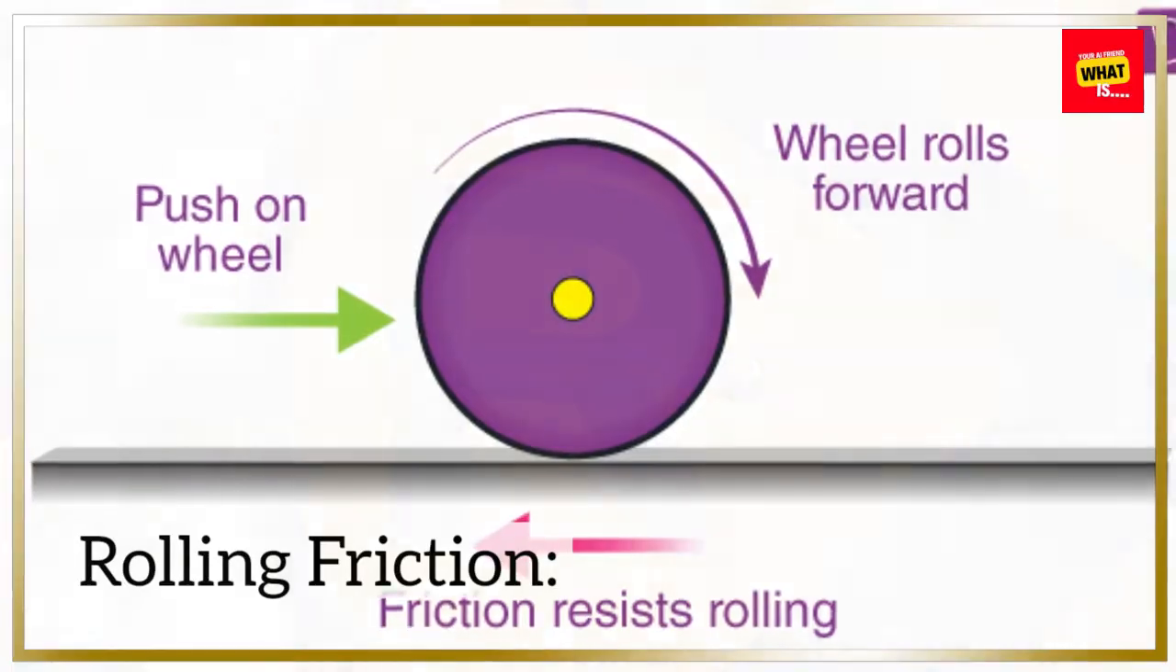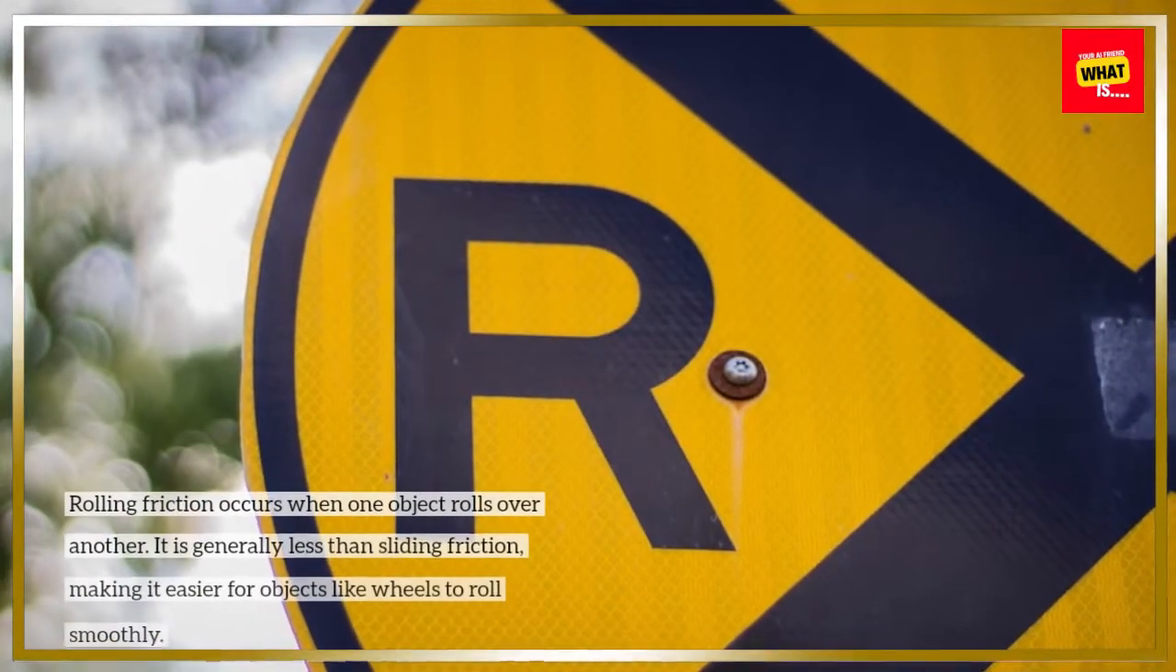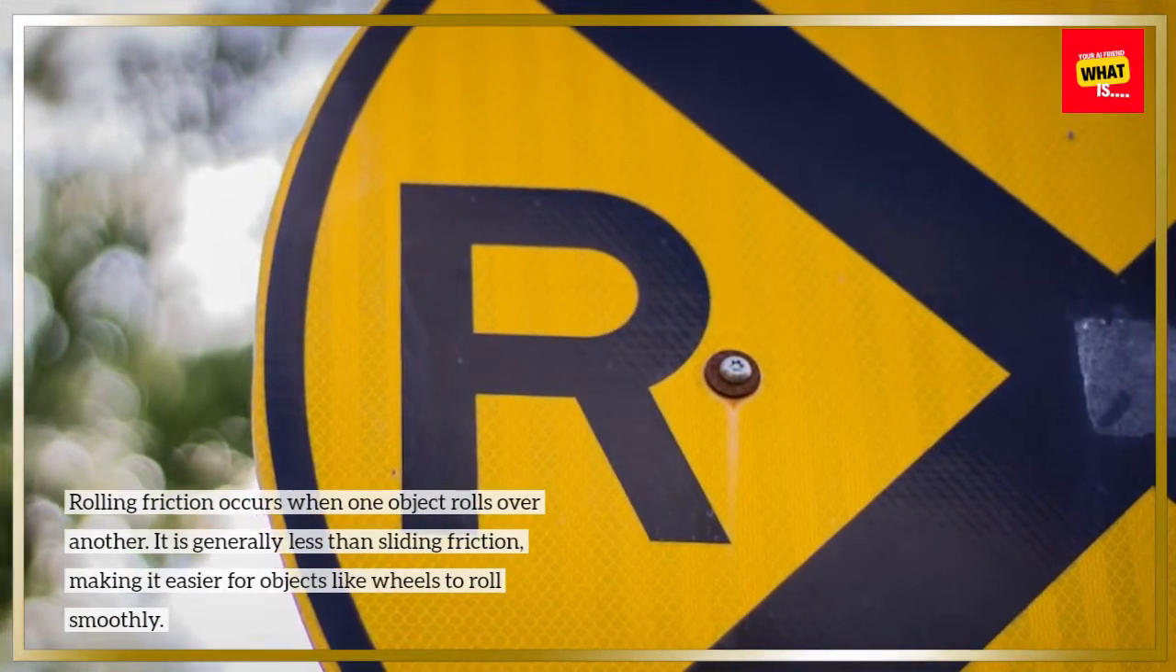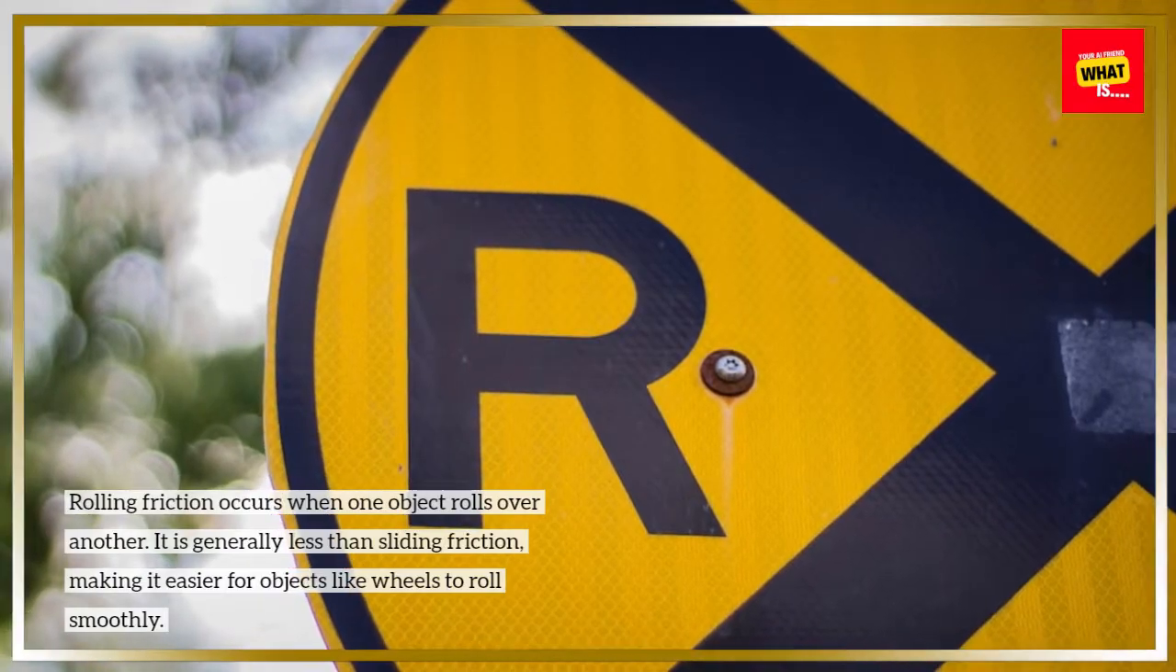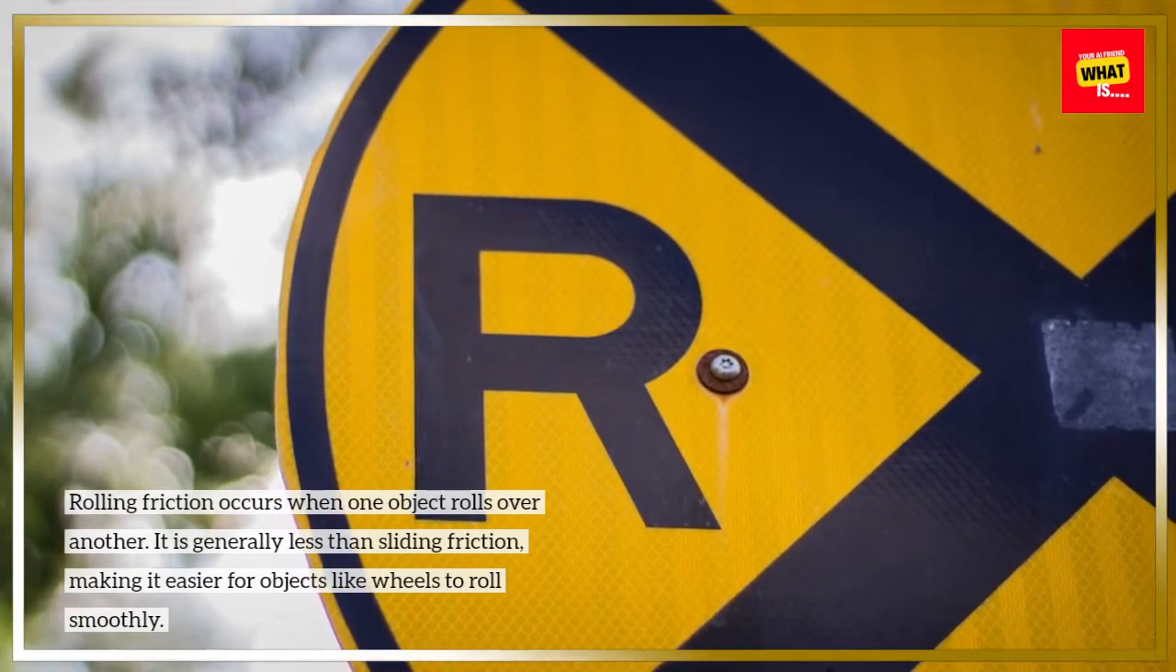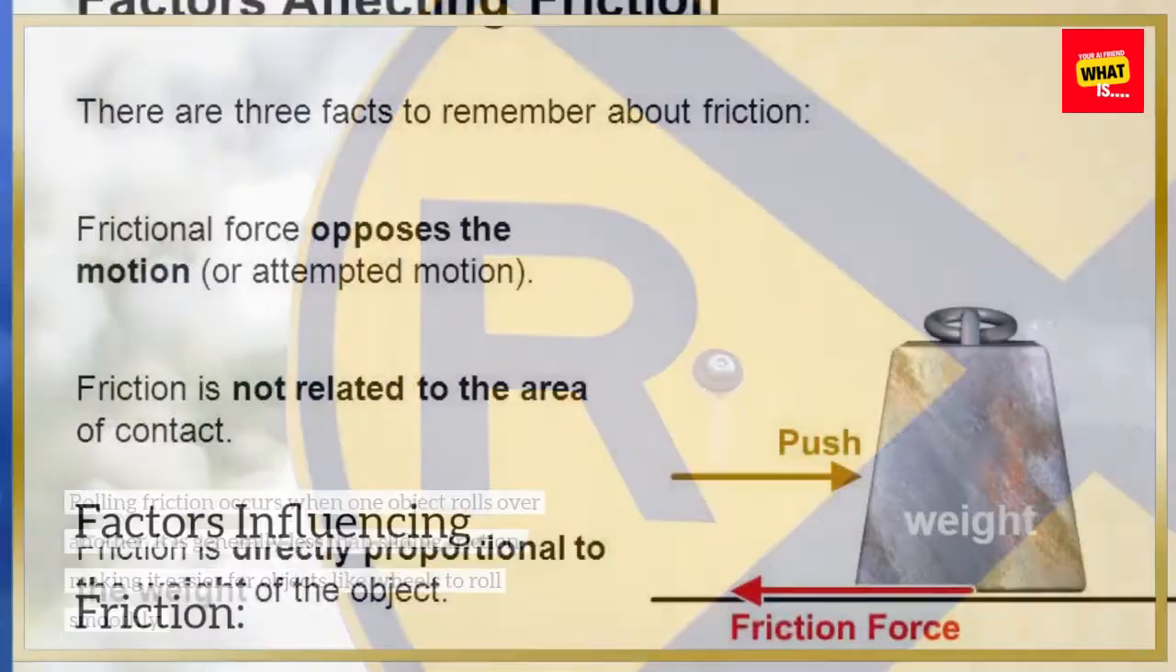Rolling friction. Rolling friction occurs when one object rolls over another. It is generally less than sliding friction, making it easier for objects like wheels to roll smoothly.